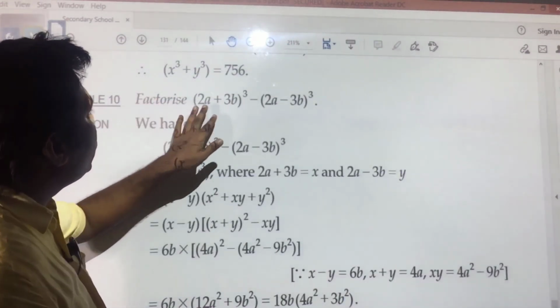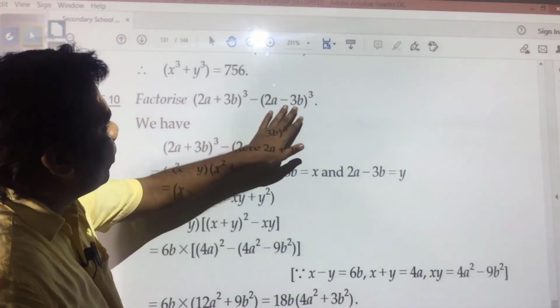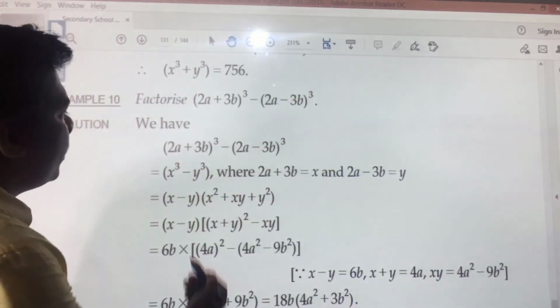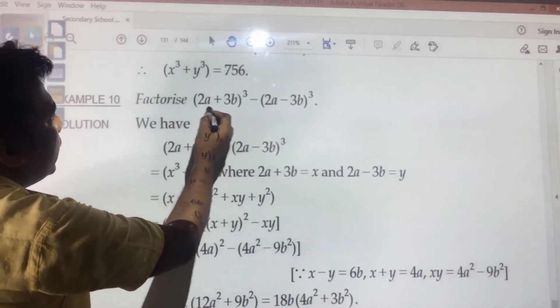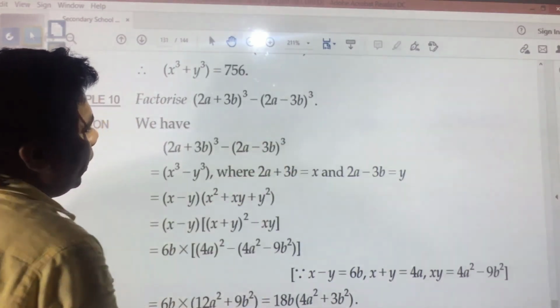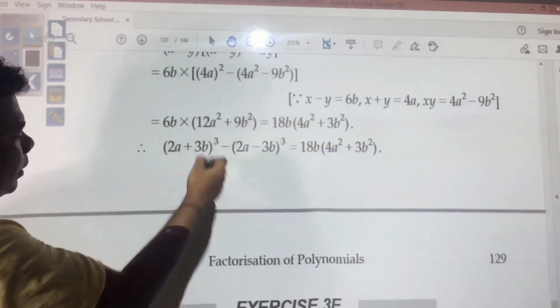Then you have to factorize 2a plus 3b whole cube minus 2a minus 3b whole cube. Again the same thing is required to be done. This you assume x, this you assume y, and then you put in the formula and simplify, and you will get the answer.